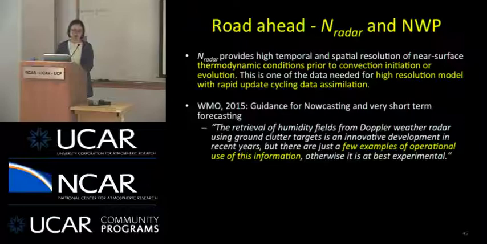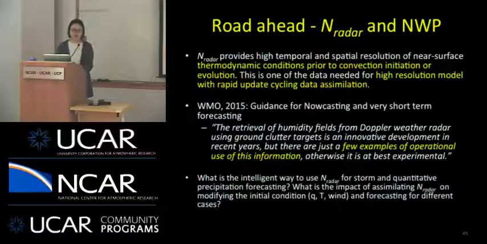Because refractivity is sort of easy, but it's not as direct as a surface measurement. So what is really the intelligent way to assimilate this high spatial and temporal resolution data, but with very limited coverage, for storms and QPF? It is still an open question. And how much will the refractivity modify the initial condition of the model or the following forecast? This is also still an open question that needs to be answered.